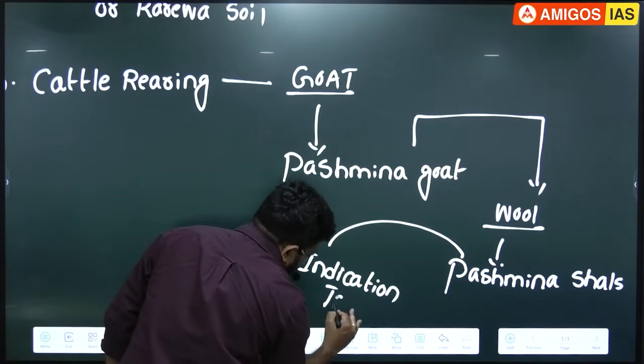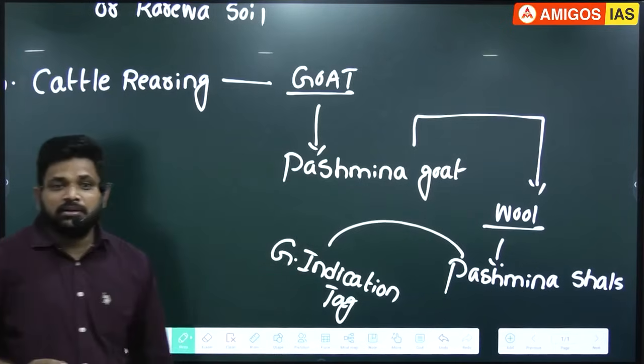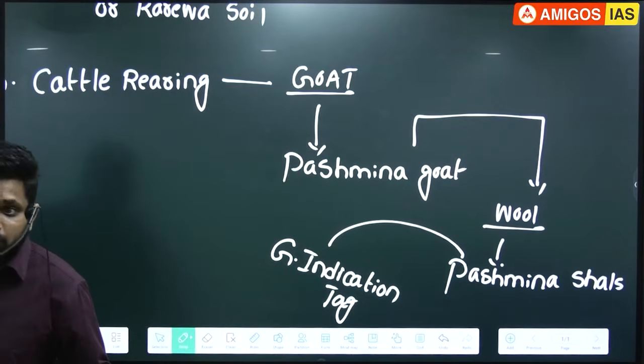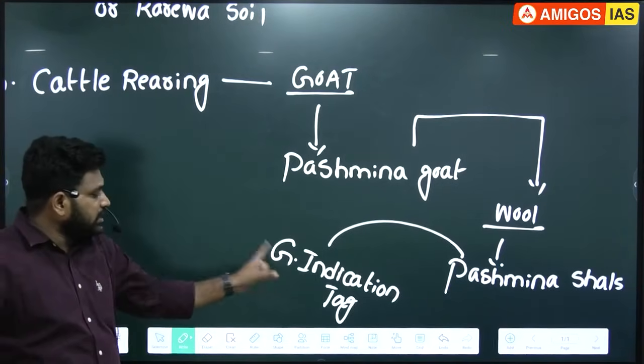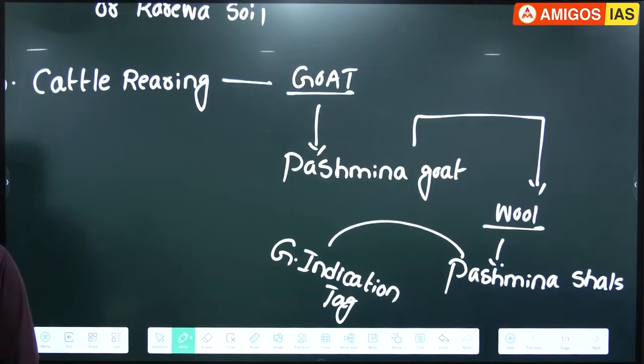Do you know about the geographical indication tag? All of you know about the WTO, World Trade Organization. Within your economy, you come across the WTO. There is TRIPS, trade related intellectual property rights. Within intellectual property rights: trademark, copyright, geographical indication. Do you remember? And this particular shawl has a geographical indication tag.